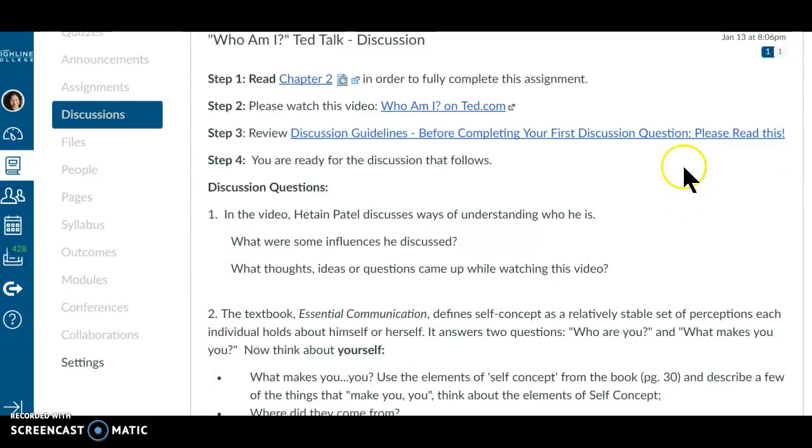And then before you do the discussion, make sure that you read the guidelines. There are requirements for how much you need to write in your discussion posts and how much to reply. I want this to be a discussion. If you were in a classroom having a discussion with someone else, what is it that you're talking about? You want to deepen the discussion that you're having here.